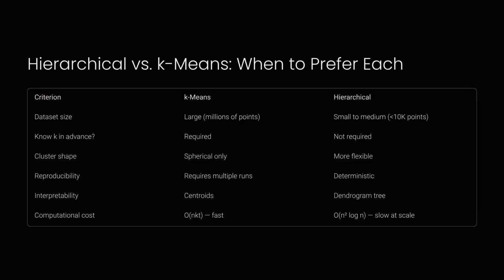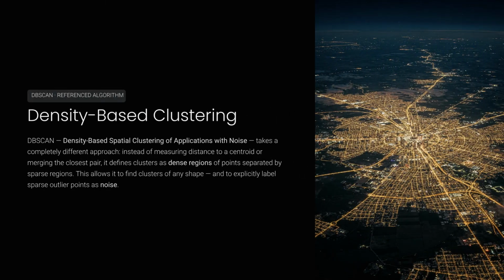Comparing hierarchical clustering to K-means reveals key trade-offs. Hierarchical clustering is deterministic, handles flexible cluster shapes, and doesn't require knowing K. However, it is slow for large datasets. K-means is fast and scalable, but requires a predefined K and assumes spherical clusters.